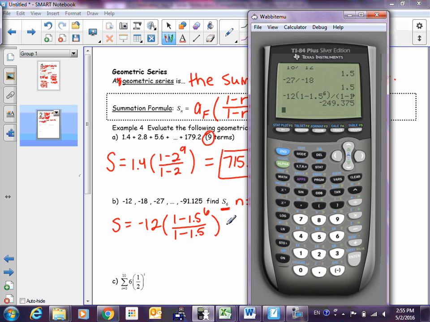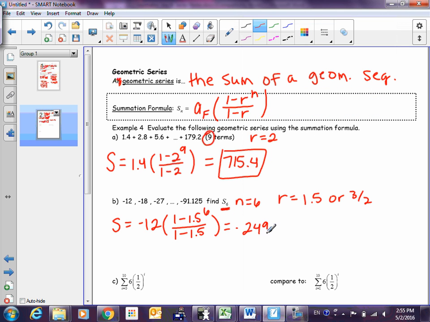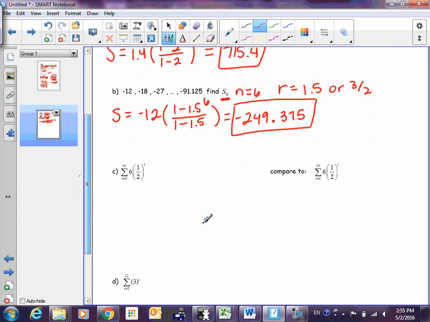So that's how you type it in. Negative 249.375. You always want your answer to be as accurate as you can. That's why we're emphasizing fractions before. This, though, is 100% accurate. I didn't even have to round, so it's still good. You can always do math fraction to get your answer as a fraction if you needed to.